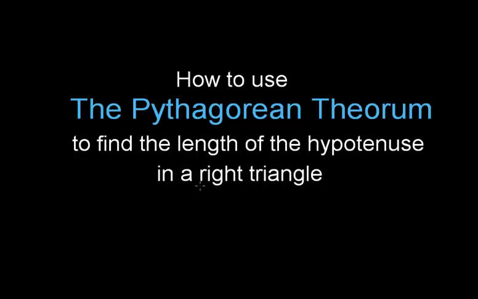Today I'm going to show you how to use the Pythagorean theorem to find the length of the hypotenuse in a right triangle. So first let's go over some of the terminology here. What is a right triangle? And also, what is a hypotenuse?